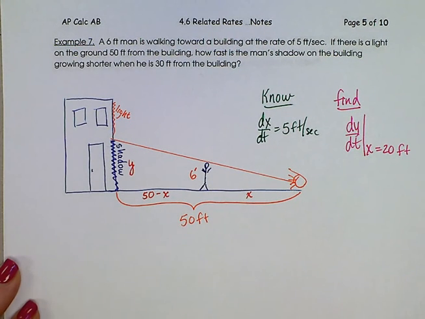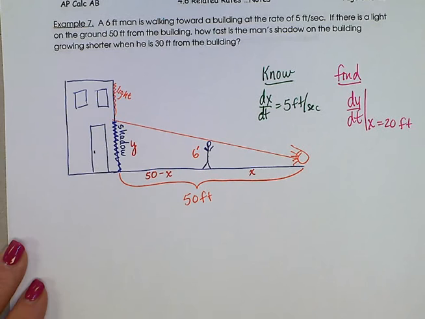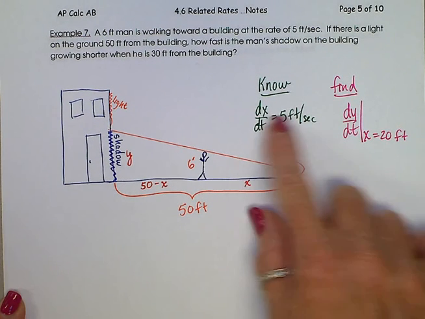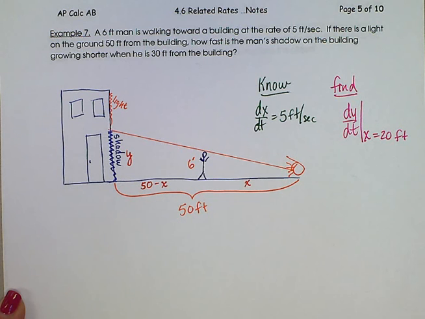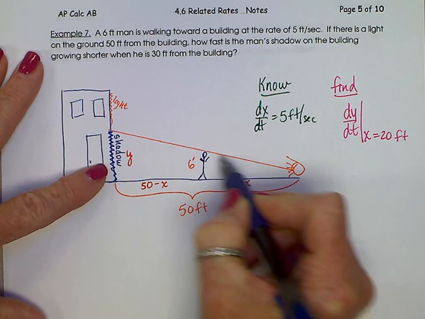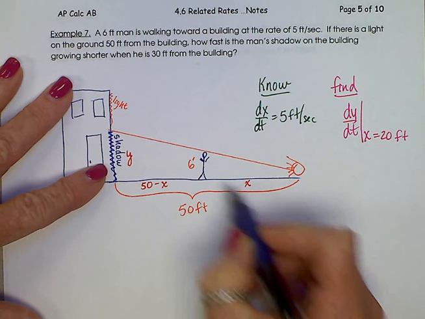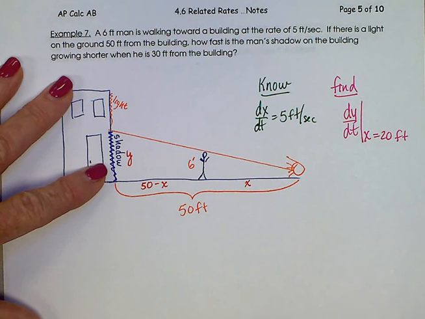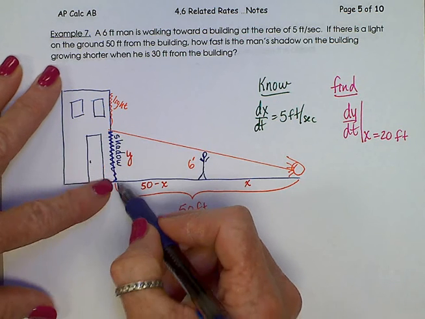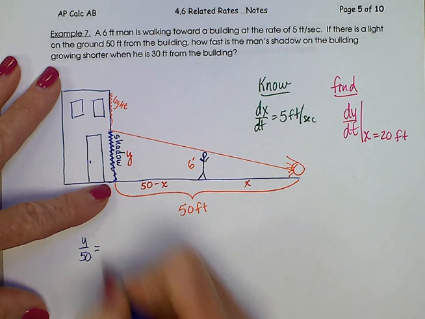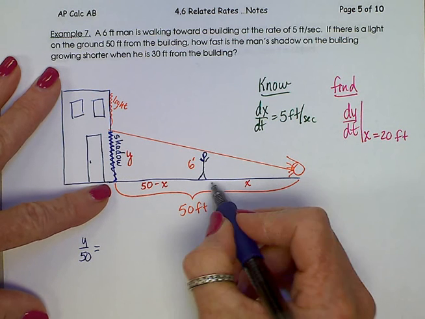All right, and once we've listed that, then we're good to go in terms of writing the equation to relate our variables x and y. And in order to do that, we are going to have to use similar triangles. See this big right triangle here? And this little right triangle with the guy. So we compare corresponding sides. So we can say y to 50 is equal to 6 to x.